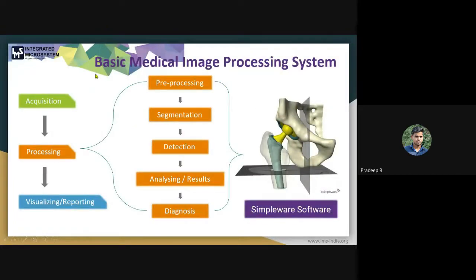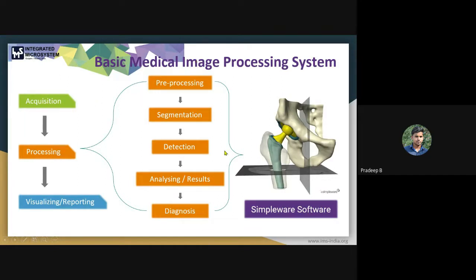Now we will discuss the basic medical image processing system. We know that the first step for a basic medical image processing system is image acquisition. The image acquisition starts from acquiring the CT or MRI images from any scanner or from the modalities. Then we proceed to the processing step.